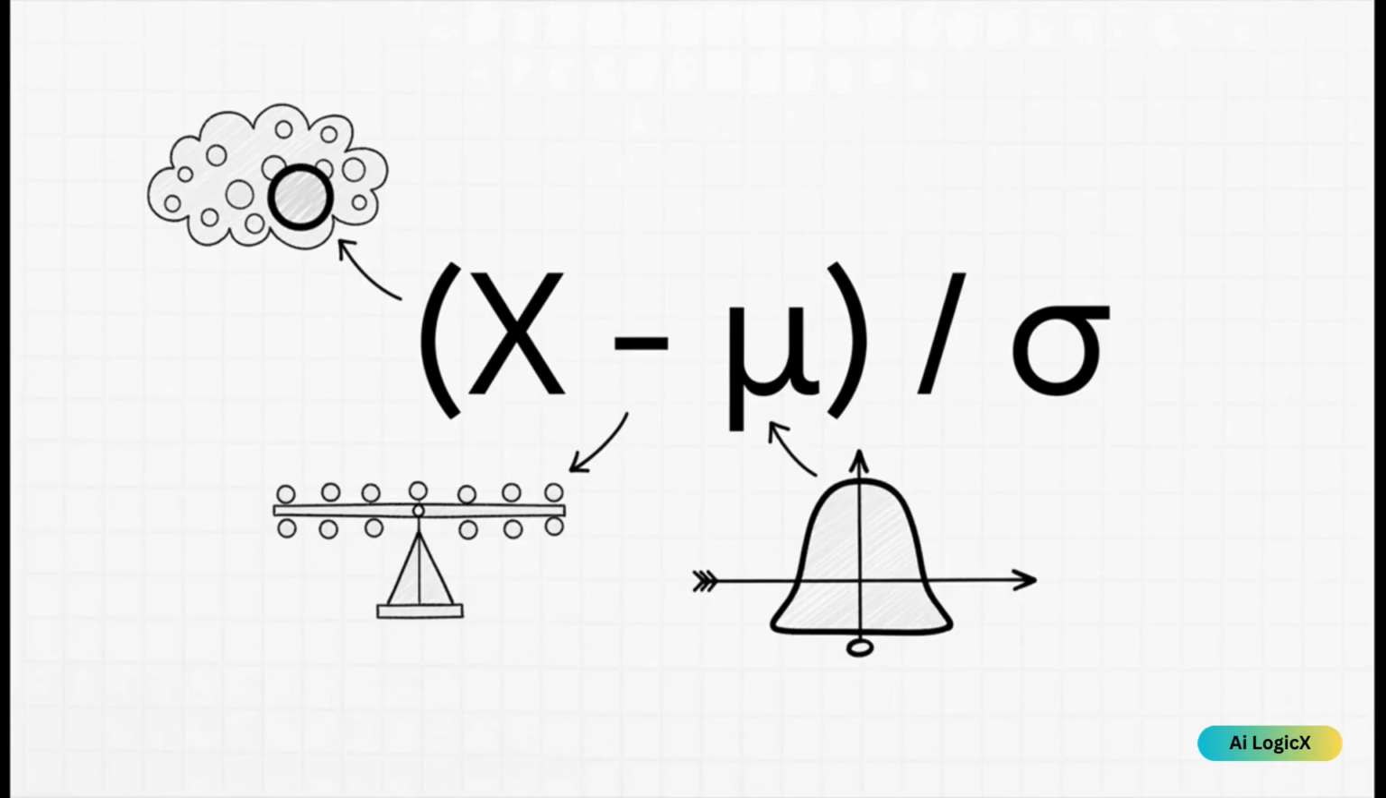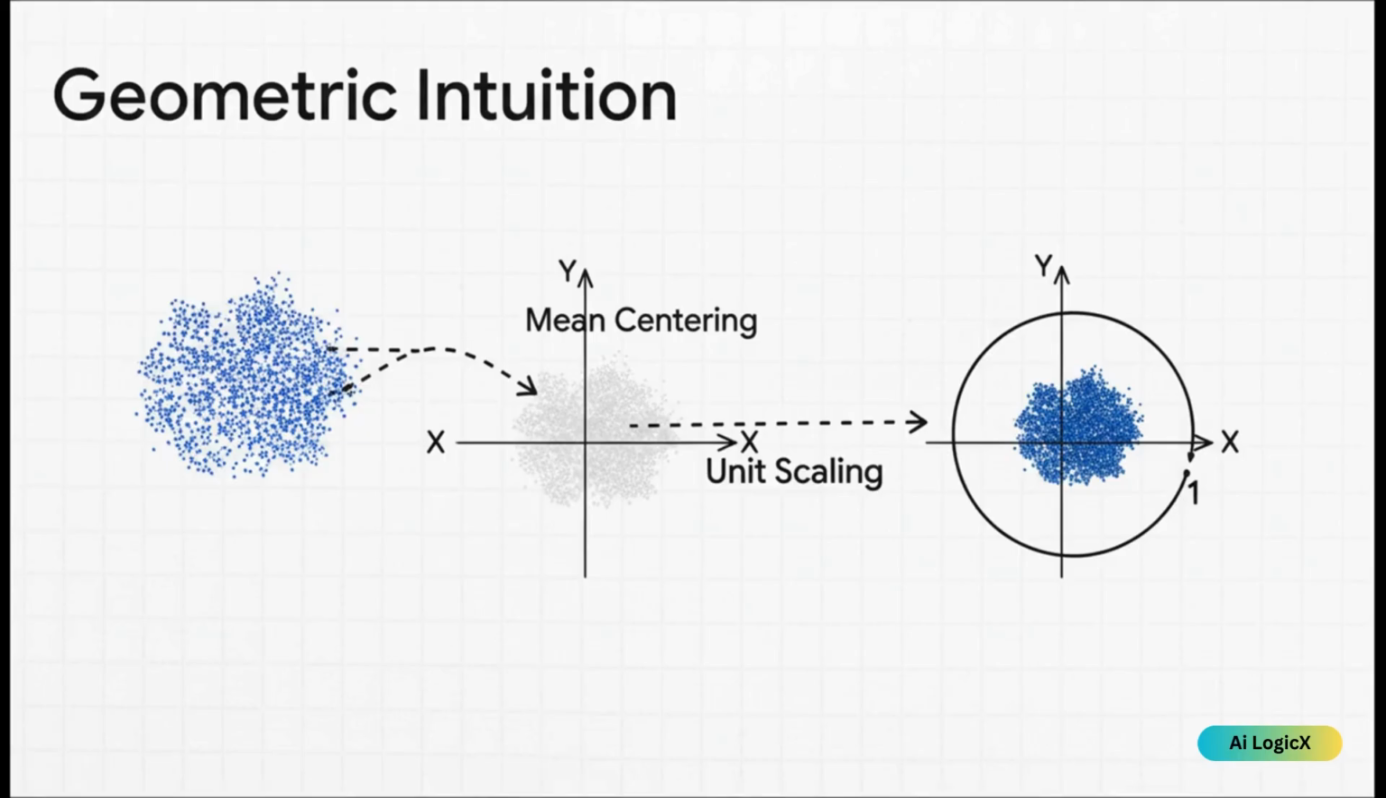For every single value, that's your x, you just subtract the average of all the values, that's the mu, and then you divide by the standard deviation, that's the sigma. Simple as that. To really get a feel for this, picture your data as this cloud of points floating in space. The first step, mean centering, basically grabs that whole cloud and drags it so its center is sitting right at the origin, at 0. Then, unit scaling kind of zooms in or out on the cloud until its spread is exactly 1 in every direction. And what's really key here is that the original shape of your data doesn't change.